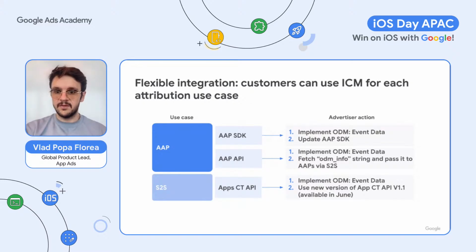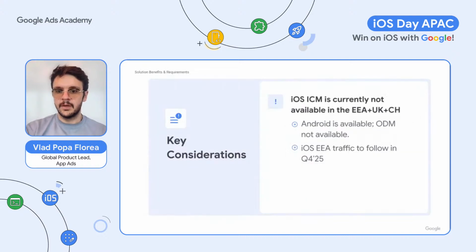The third and last case is only for those of you that are not using an app attribution partner, and you are instead using the app conversion tracking API directly with Google for attribution purposes. You will need to use the newer version of the app conversion API v1.1 available in June.